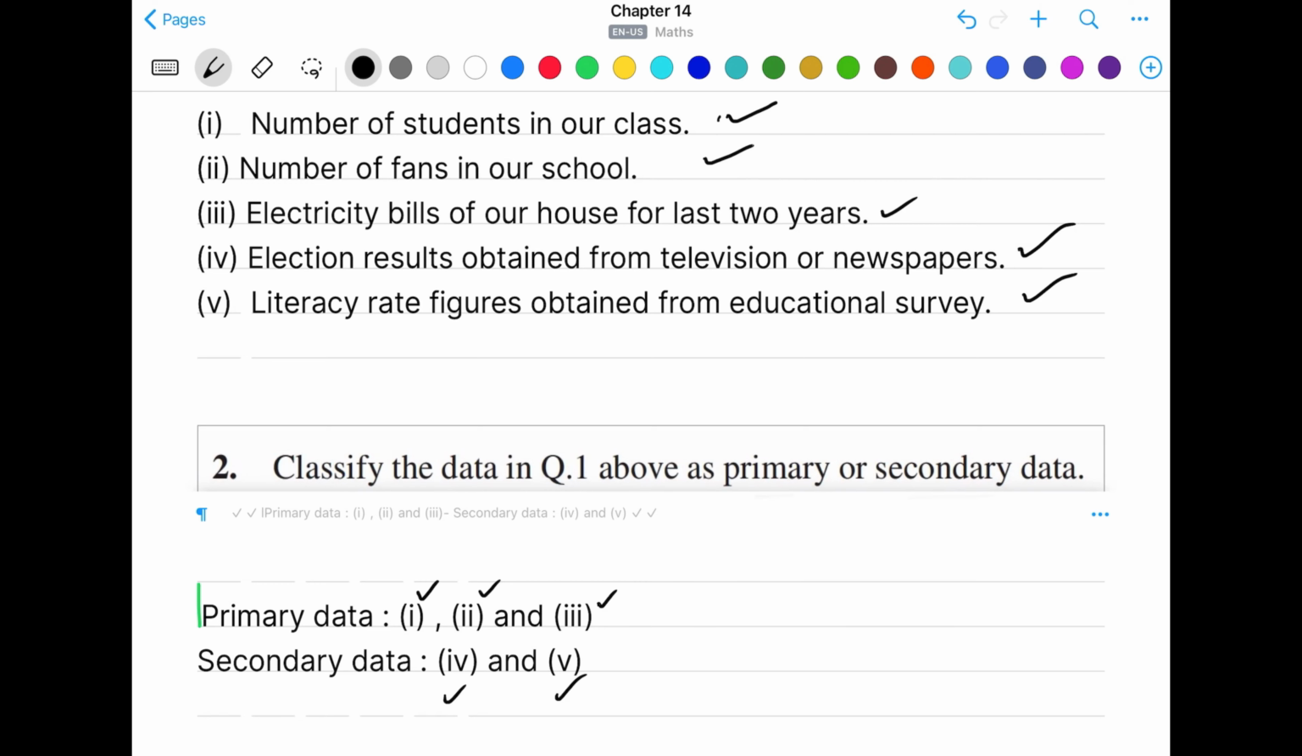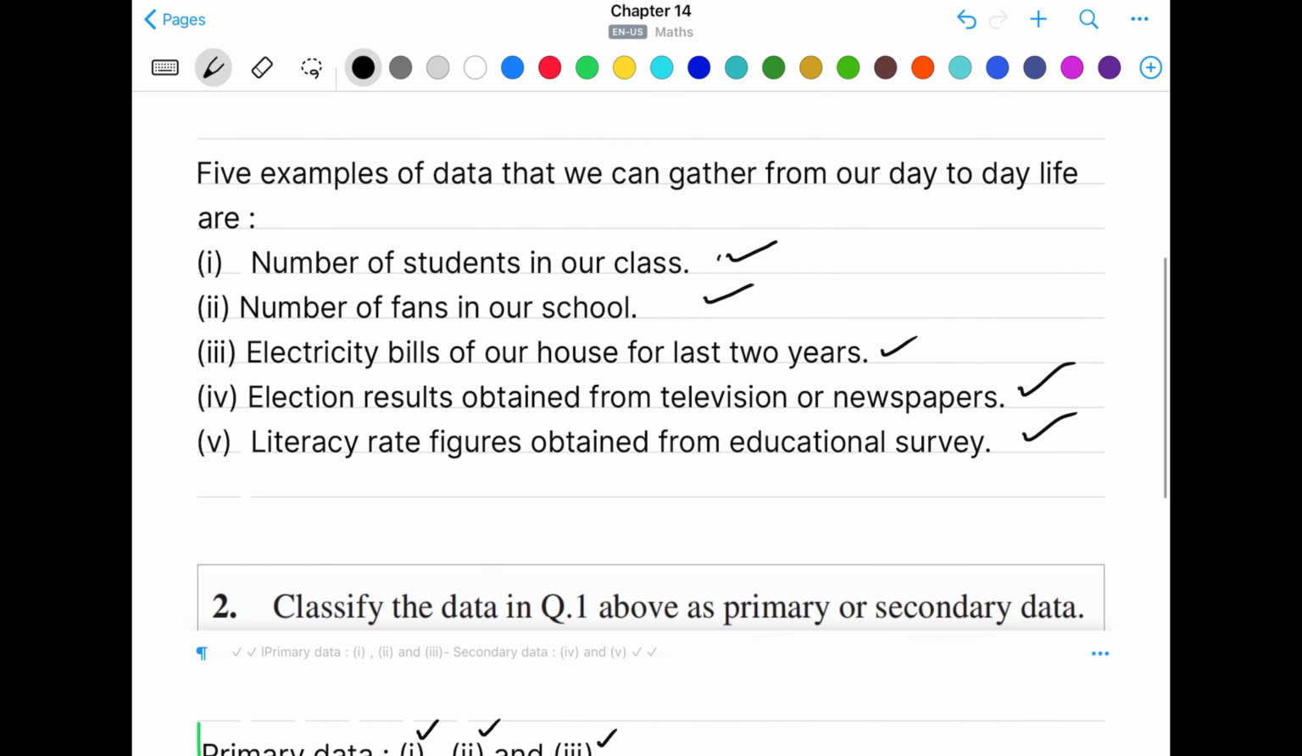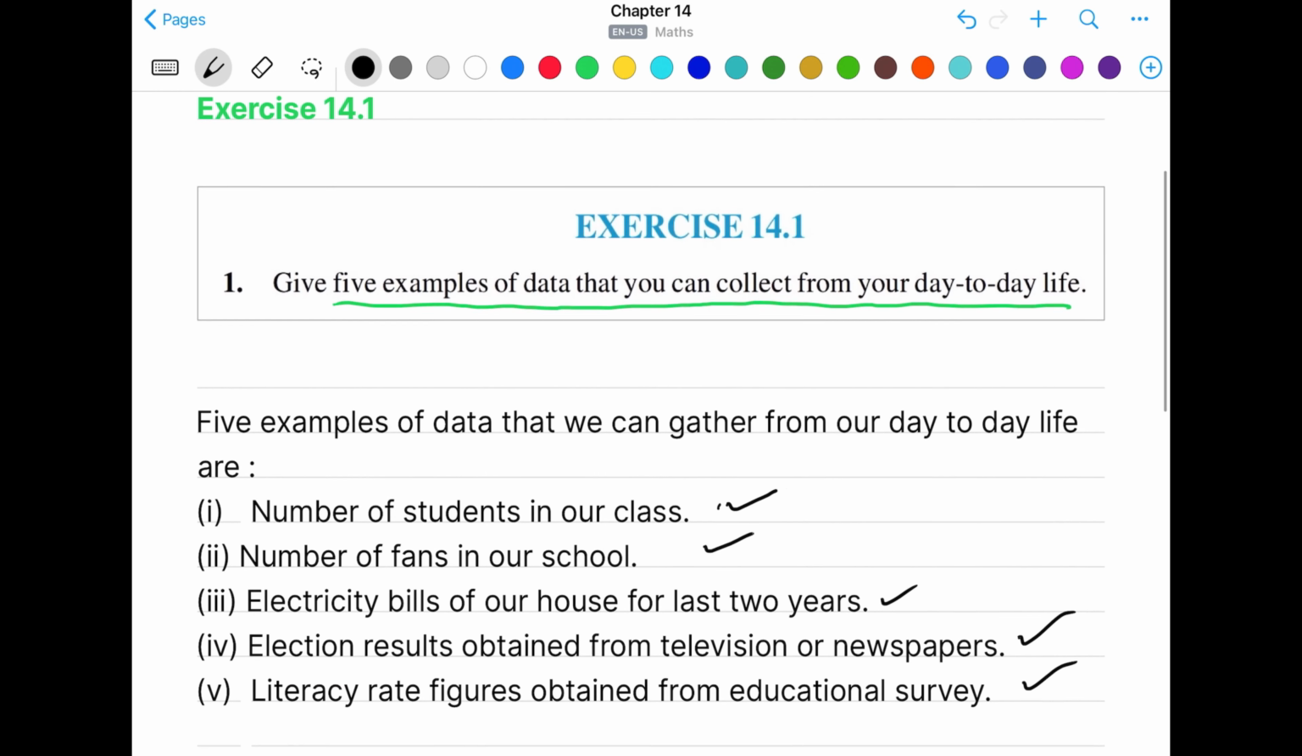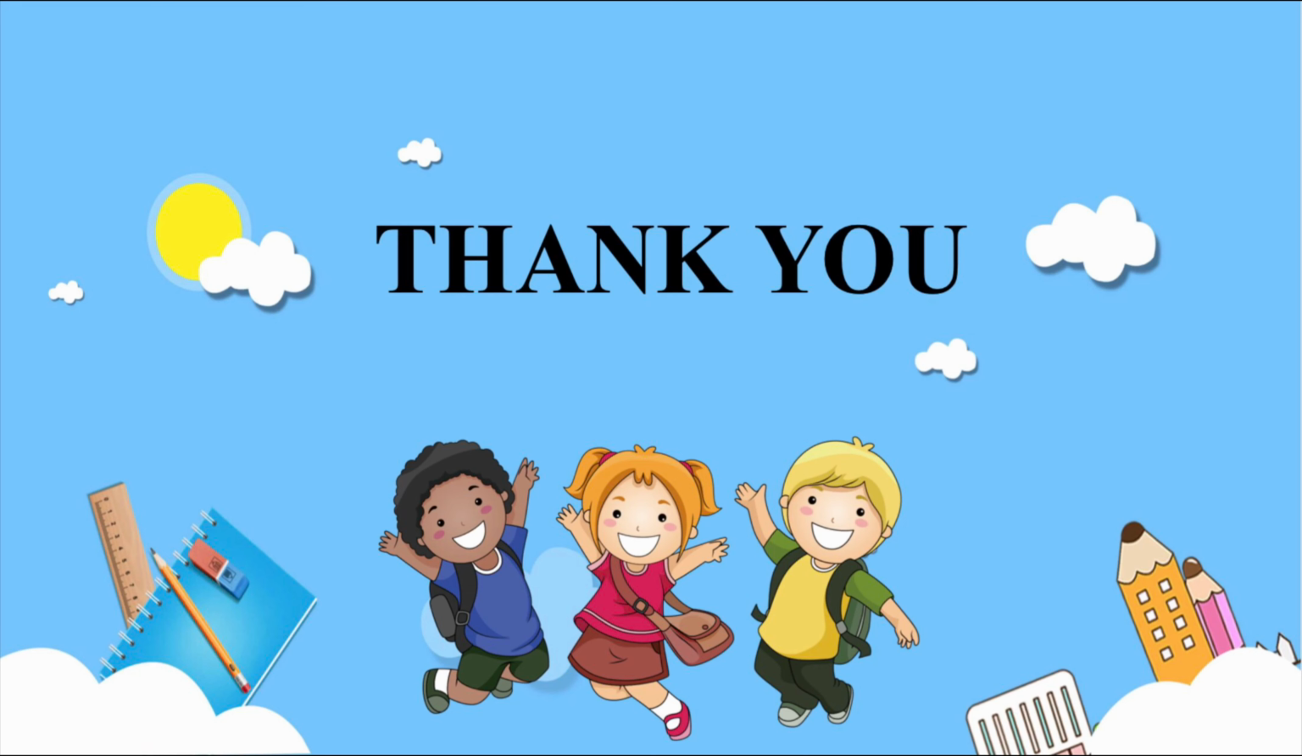You can think of many more such examples of primary or secondary data, and you can classify them into the two categories. So that's all for this exercise 14.1. I hope you understood the concept.